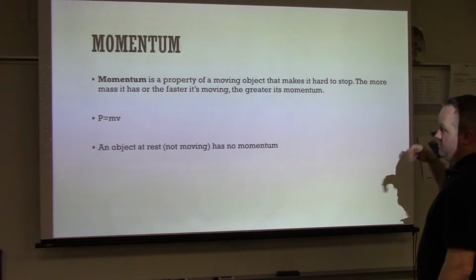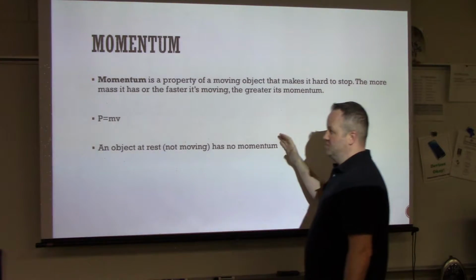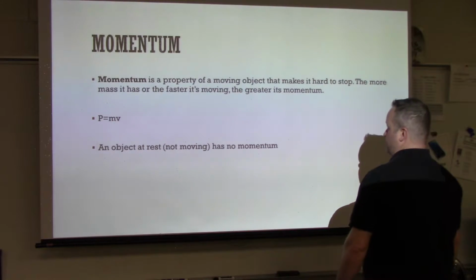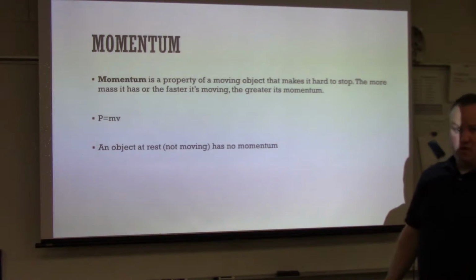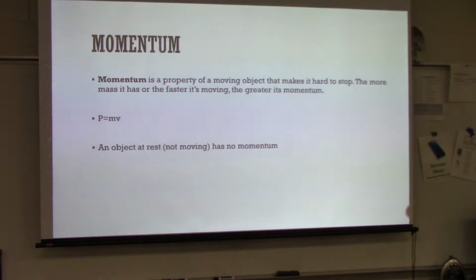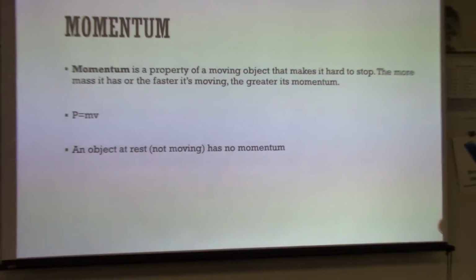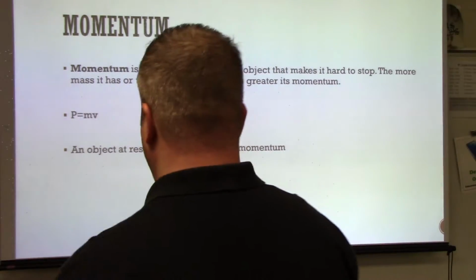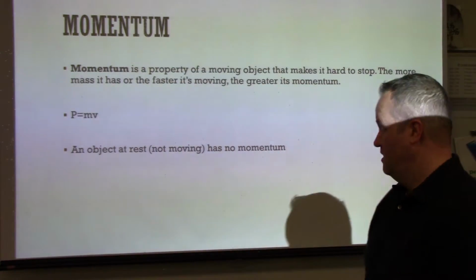Now momentum is a little bit different. It also involves mass, but it's mass combined with velocity. Remember a couple of things here. First of all, your SI units. Your SI unit for mass is going to be kilograms. Your SI unit for velocity is always meters per second.